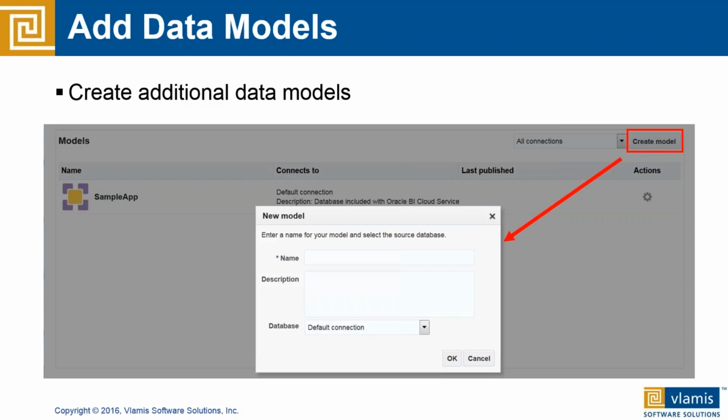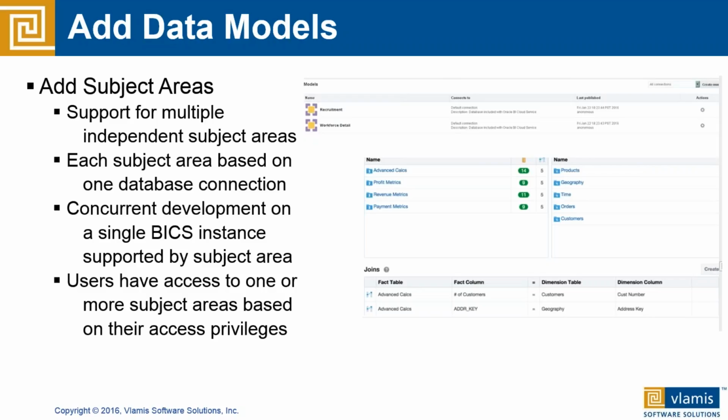This is what it looks like when you create a new data model and choose what kind of database you want. You can use the default connection, which typically goes to the schema service that comes with your BICS account, or you can change that to another database if you want to reach out someplace else, if you will.